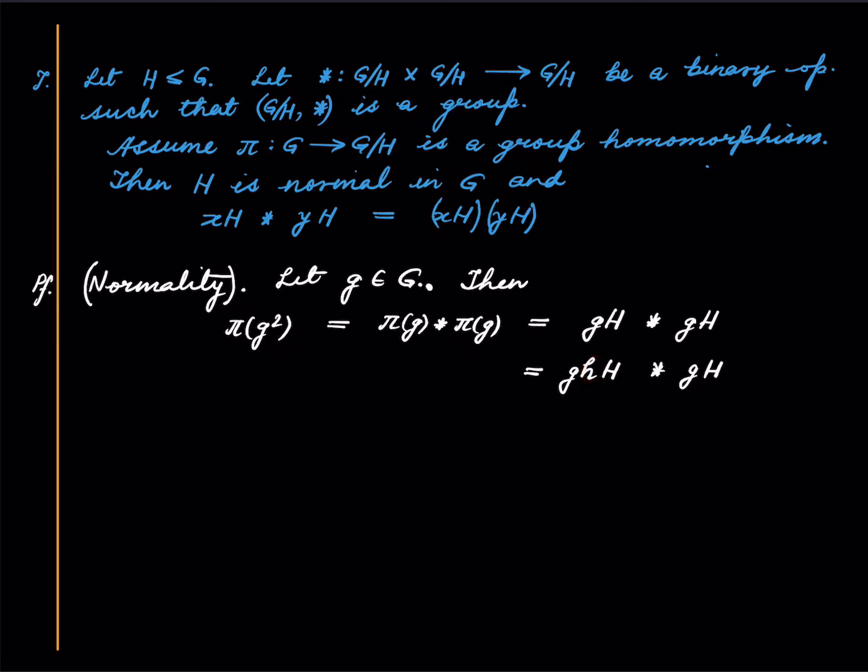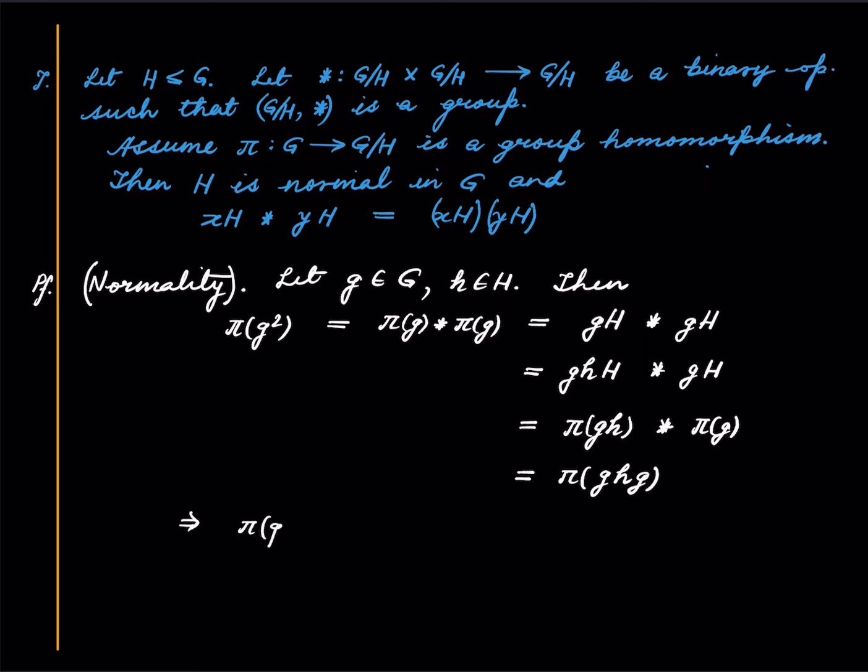So maybe I should write that also. So little g is in G and little h is in H. Then we have this much, but this is equal to pi of gh star pi of g, which is equal to pi of ghg. So what we have seen so far is that pi of g squared equals pi of ghg.